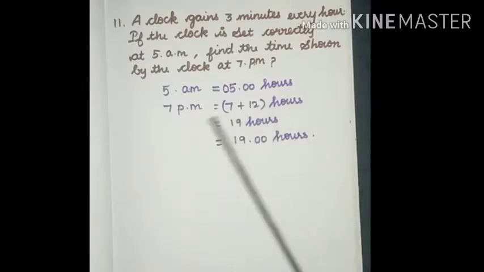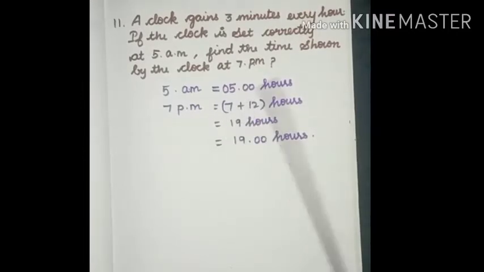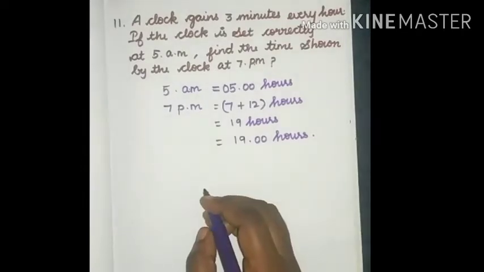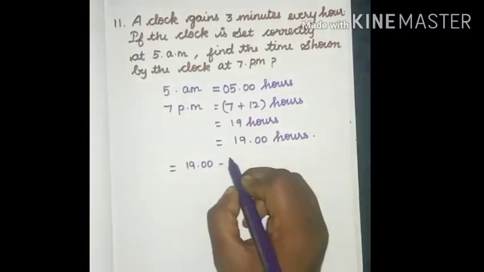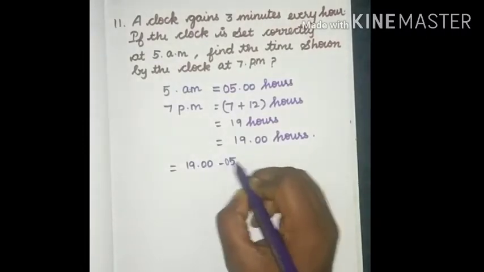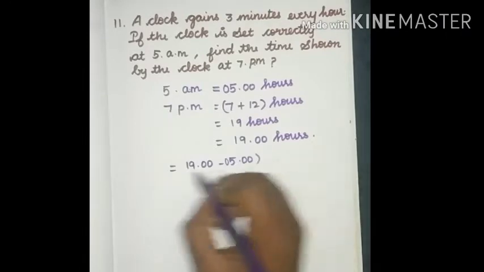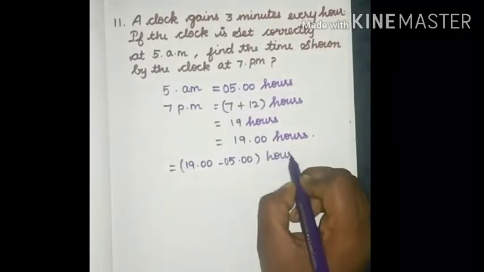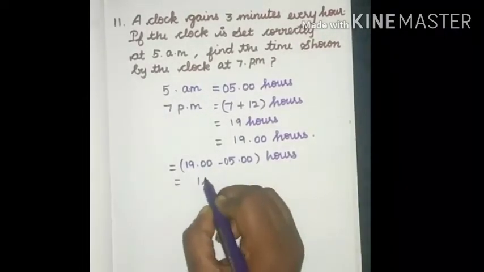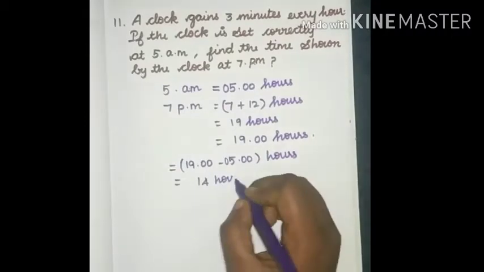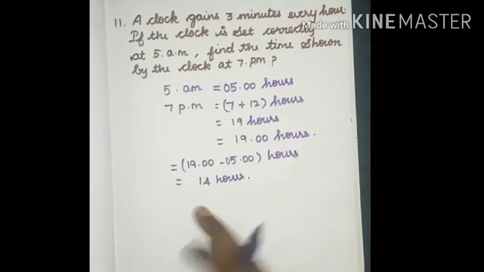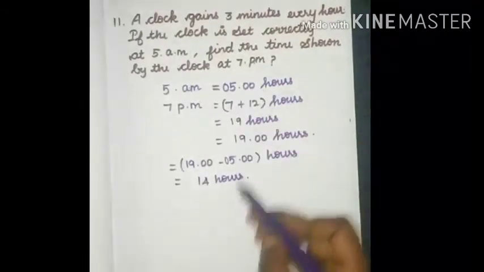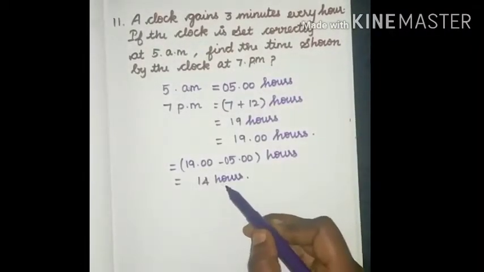Yes, we have to find the difference between these hours. Then only we can find how many minutes it gains. 19 hours minus 5 hours, 14 hours. 19 minus 5 equal to 14 hours. The duration of time from 5 am to 7 pm is 14 hours.